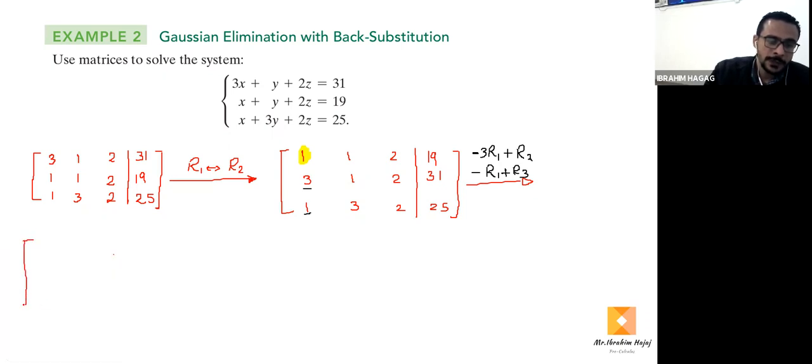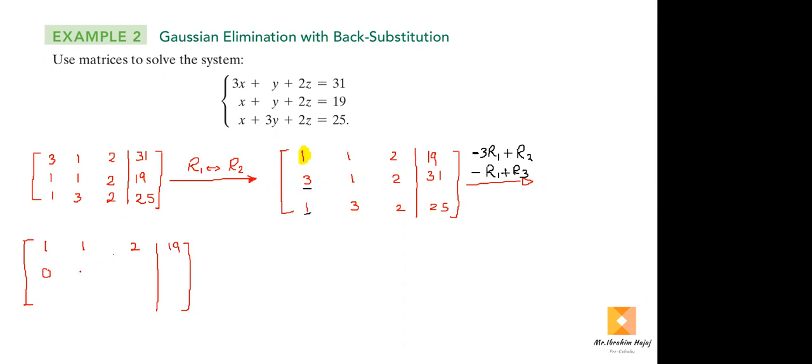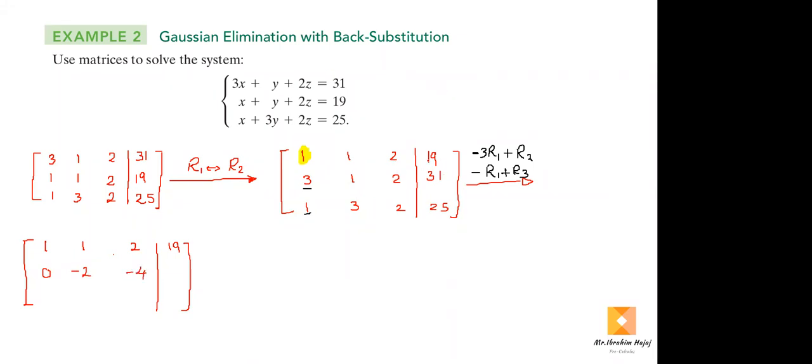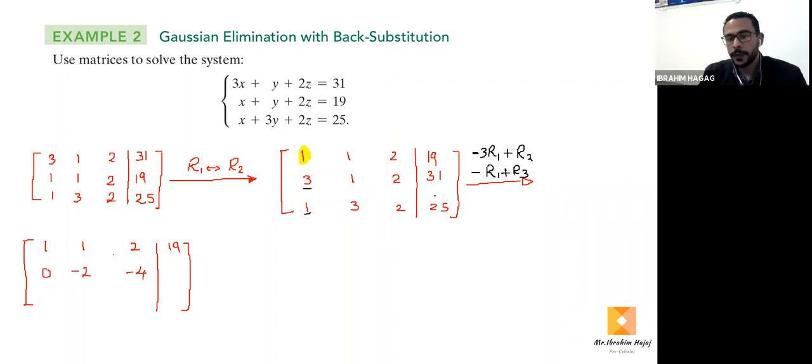So the next step is 2. The first row stays the same. And the second row and the third row will change. When we multiply 1 by negative 3, it becomes negative 3, and added to 3 becomes a 0. Multiplying this one by negative 3 and adding to 1, 3 plus 1, it's a negative 2. Negative 3 times 2, negative 6 plus 2, negative 4. Multiplying 19 by negative 3 and adding to 31.